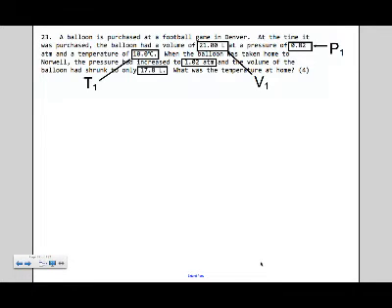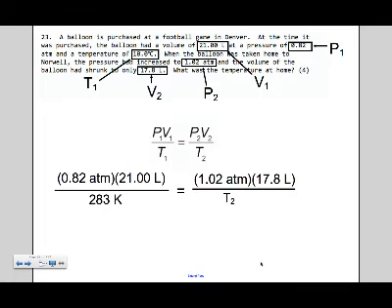So what's the temperature? Well, we've got a volume, a pressure, and a temperature, and then we're going to change the pressure and the volume. So we've got 5 variables here, which means we need to use the combined gas law. So we're going to plug in all the numbers we have and solve for the one that's missing, which is going to be the T2.